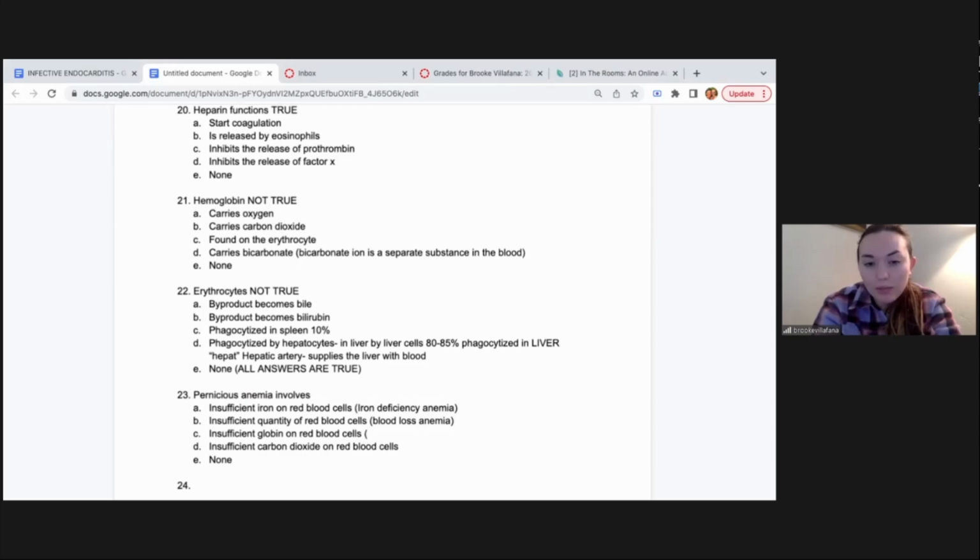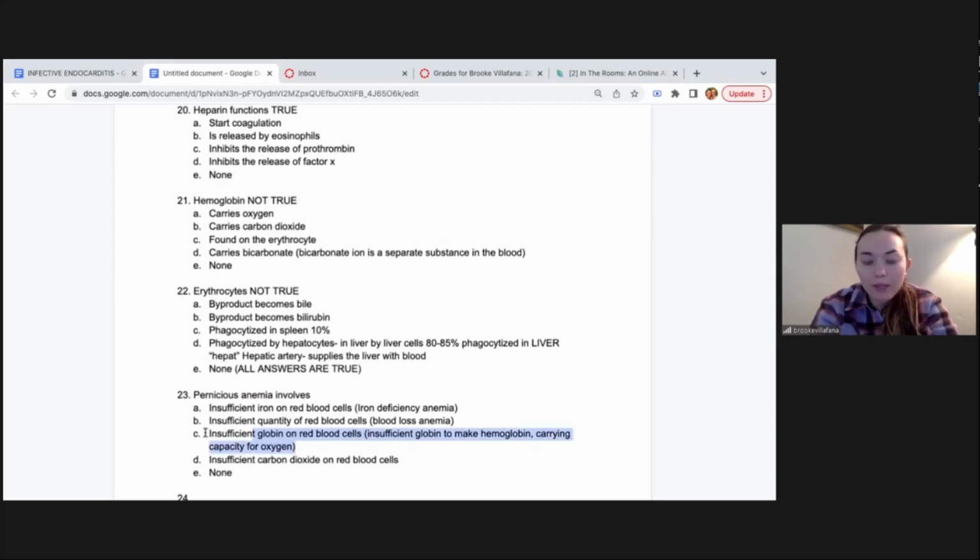Remember, pernicious anemia would be insufficient globin to make hemoglobin. So we reduce the amount of hemoglobin and it reduces the carrying capacity for oxygen. Insufficient carbon dioxide on red blood cells is not a condition. So I had people saying C and I had people saying E. I'm not sure of the confusion there, maybe just not seeing globin, but this is the correct definition of pernicious anemia.